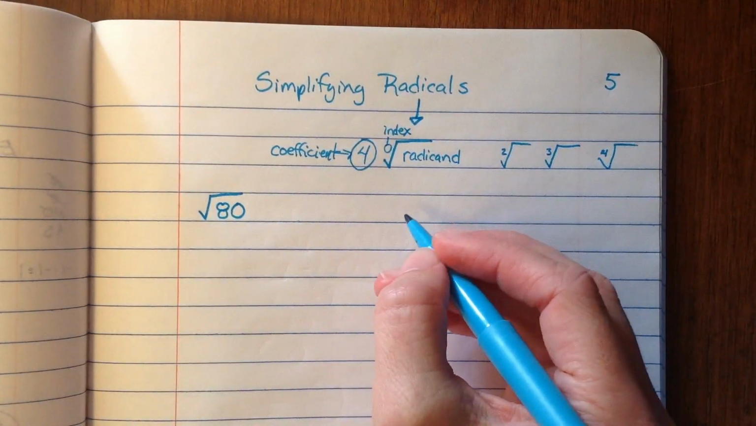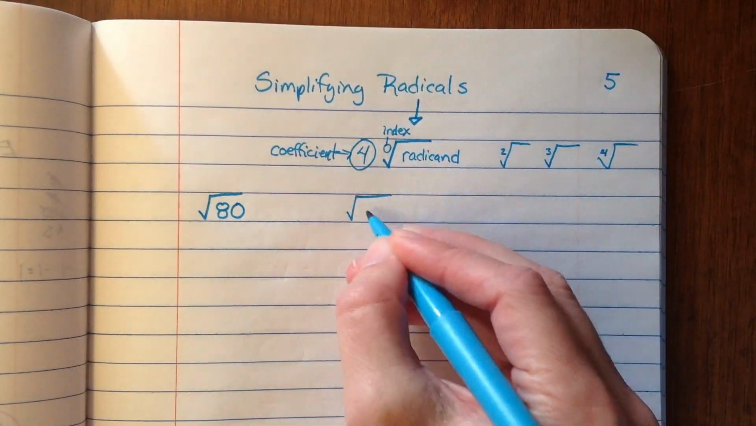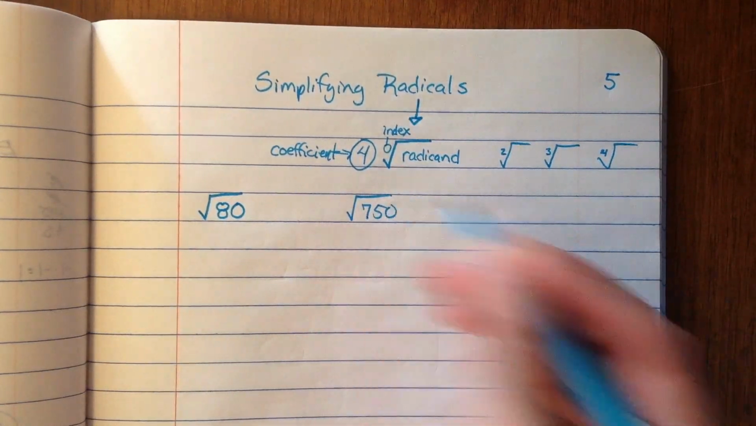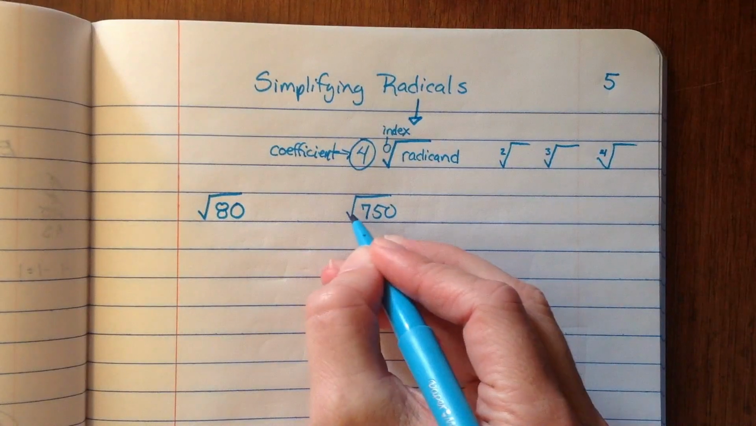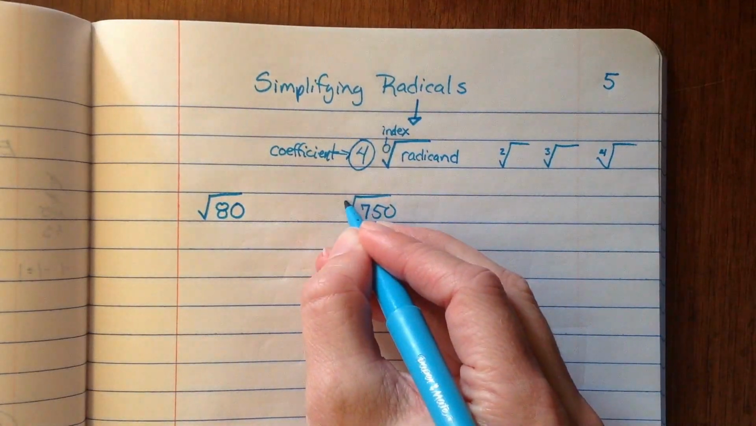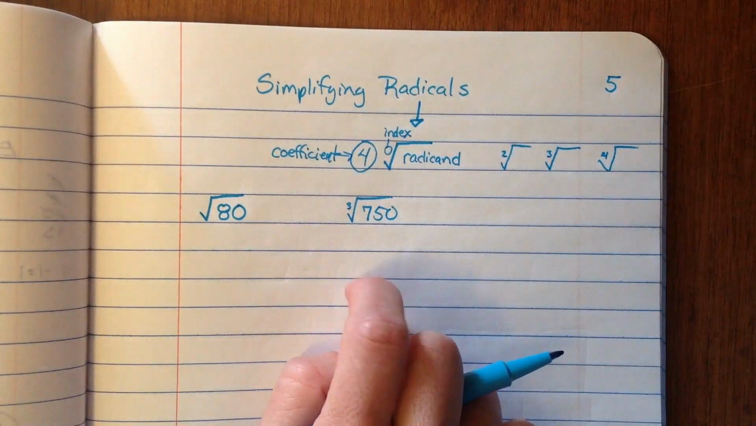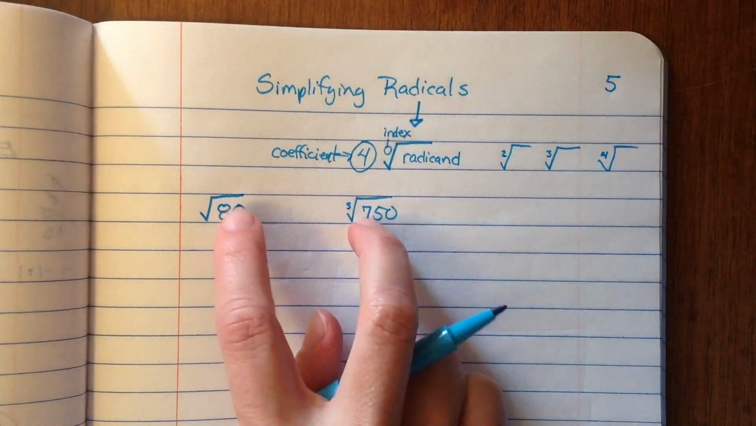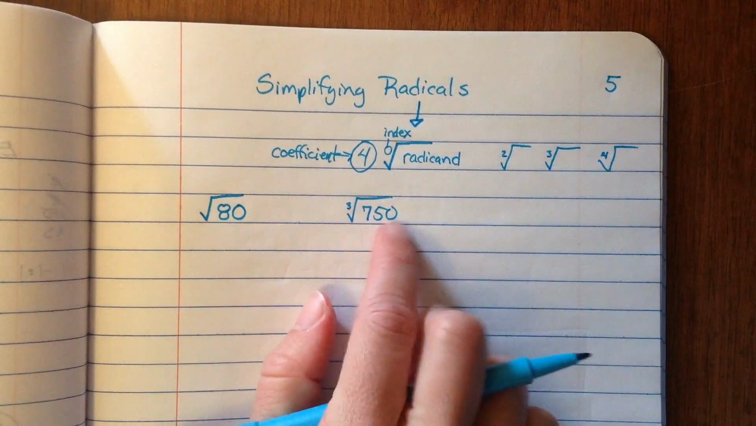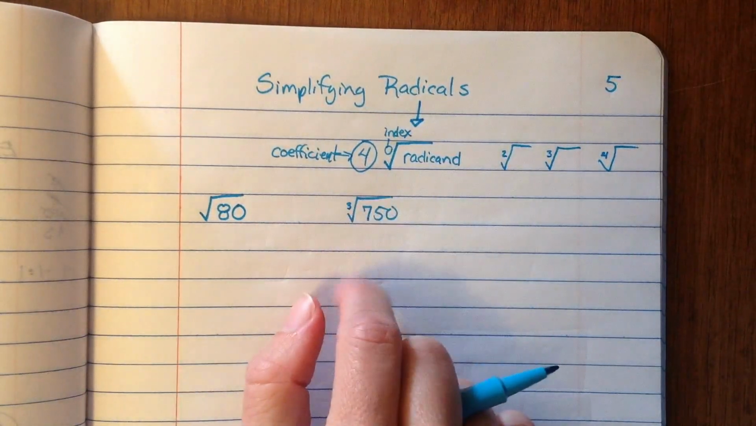We're also going to deal with larger numbers, something like maybe the square root of 750, or even we could stick a number in here, something like the cube root of 750. So we're going to be simplifying large numbers, large radicands underneath the radical symbols like this.